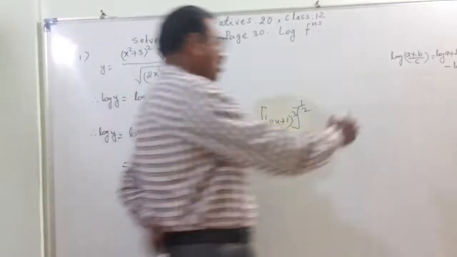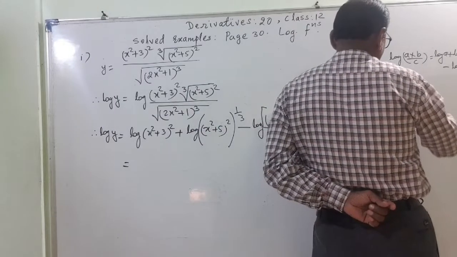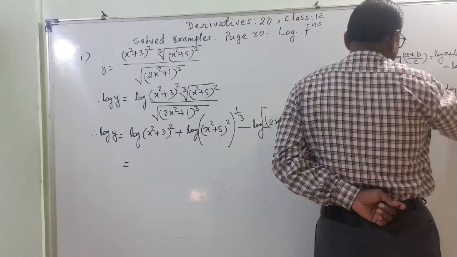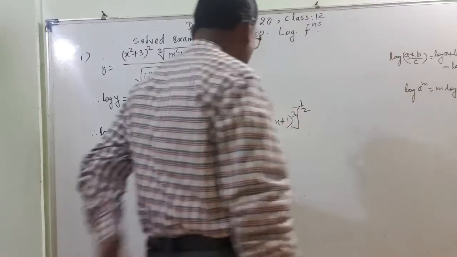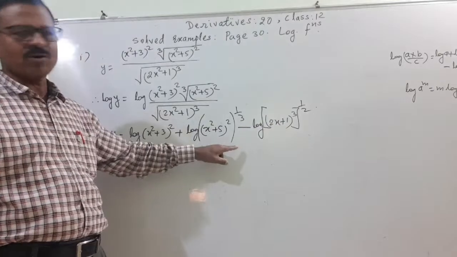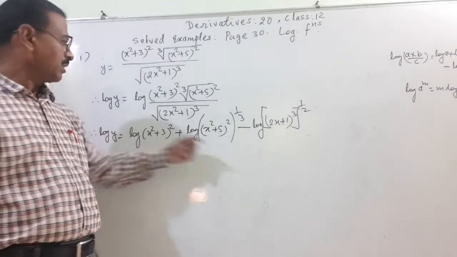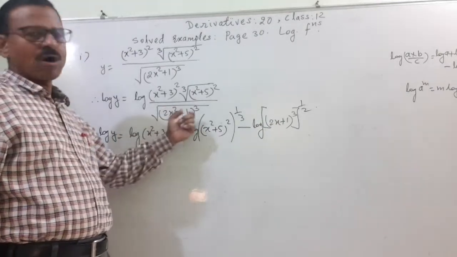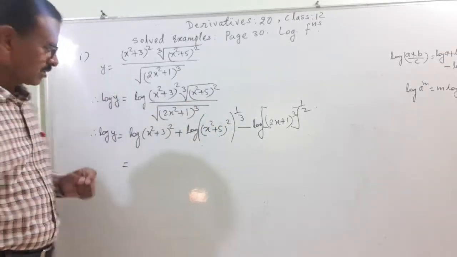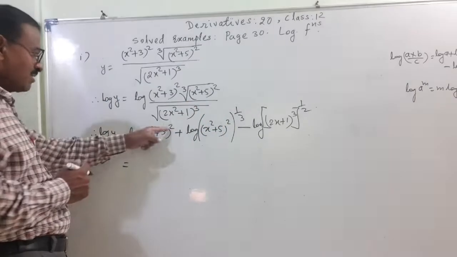Another formula, log of a raised to m is equal to m log a. Here I have to write taking log on both the sides. I have some space problem on the board, so I am not writing. Here you write taking log to the base e on both the sides. Therefore, now this I will simplify.